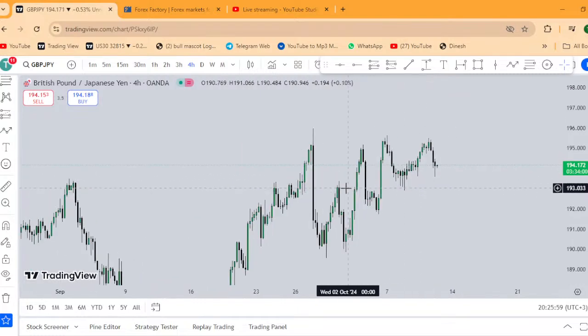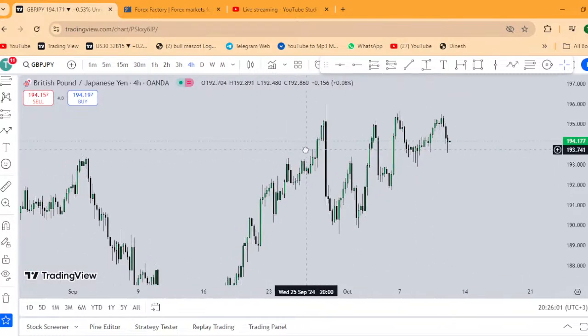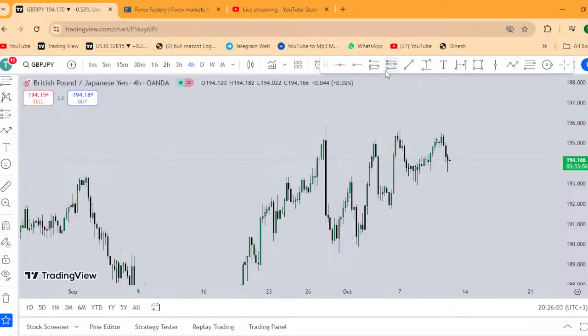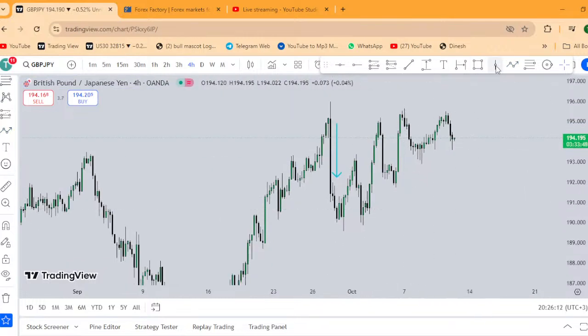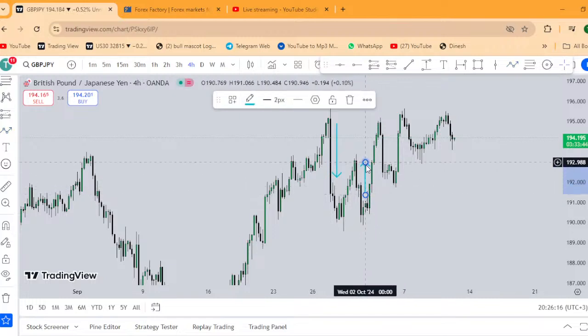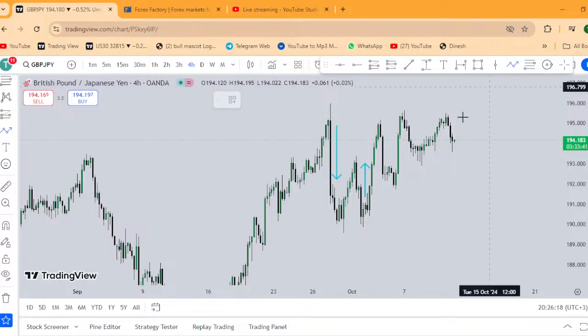Okay, so let's go on the previous to see how it was reacting. So we can see we had this expansion here. Okay, this was an expansion. Also we had an expansion here, and also we had an expansion here.